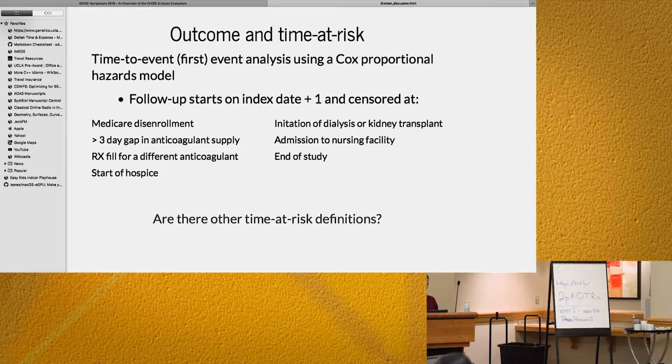Don't worry, we have very little time. So we have an outcome, we have a time at risk. They did fit a Cox proportional hazards model, which allows us to use a large amount of information in that data. So it's the time after index date to the first event, or censoring, or we basically say they're no longer at risk. Here are some of the criteria that I've listed for what those possible censoring times could be.